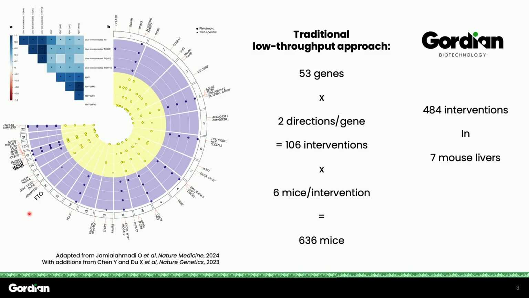So you have your work cut out for you if you take the traditional approach. Simply knocking down or overexpressing just one gene at each of these loci yields 106 interventions. If you take a small group of n equals 6 mice per group, this is over 600 mice and countless numbers of postdoc and scientist hours. At Gordian, we query the equivalent of this many interventions, plus basically it could be a few genes around each of these genes in these 53 loci, in the equivalent of 7 mice worth of liver.